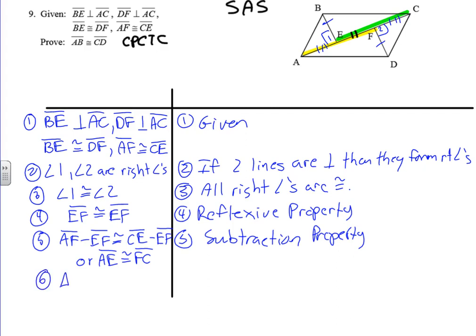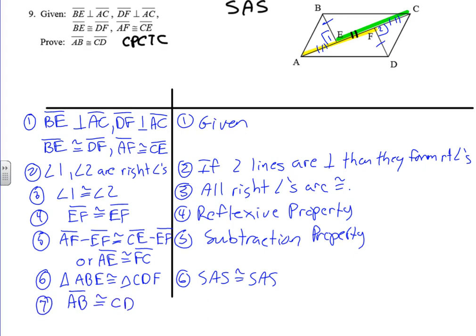So we can finish it by saying triangle ABE is congruent to triangle, so if we started with A, we should show CDF, and that is because of side angle side, congruent to side angle side. And now sides AB and CD are parts of those congruent triangles. So AB is congruent to CD by corresponding parts of congruent triangles are congruent.